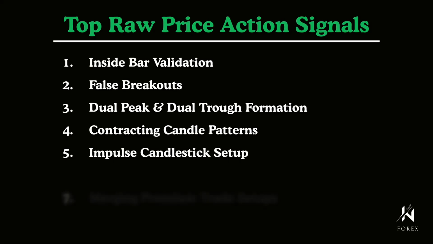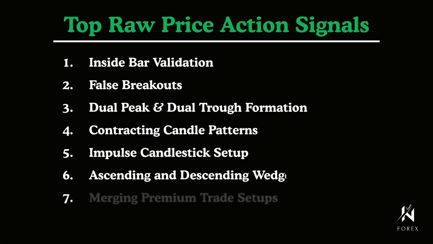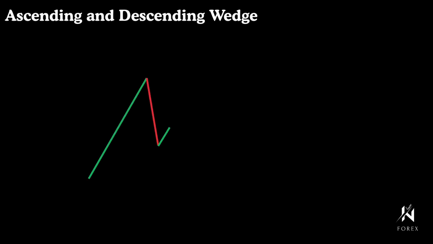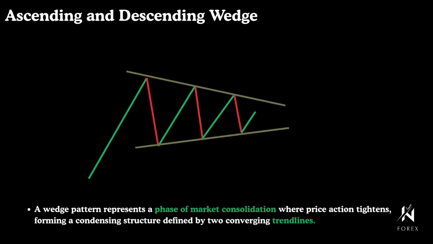Let's move on to the next signal, number 6, ascending and descending wedge. A wedge pattern represents a phase of market consolidation where price action tightens, forming a condensing structure defined by two converging trend lines. The wedge pattern highlights a market phase with no clear direction, where buyers and sellers are battling for control. This tug of war creates a tightening structure marked by two converging trend lines.